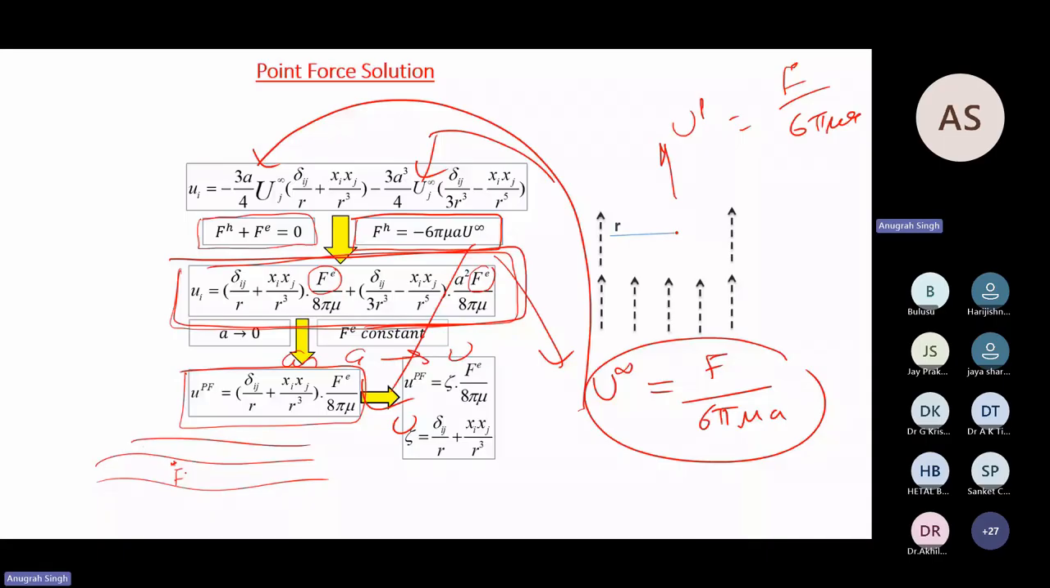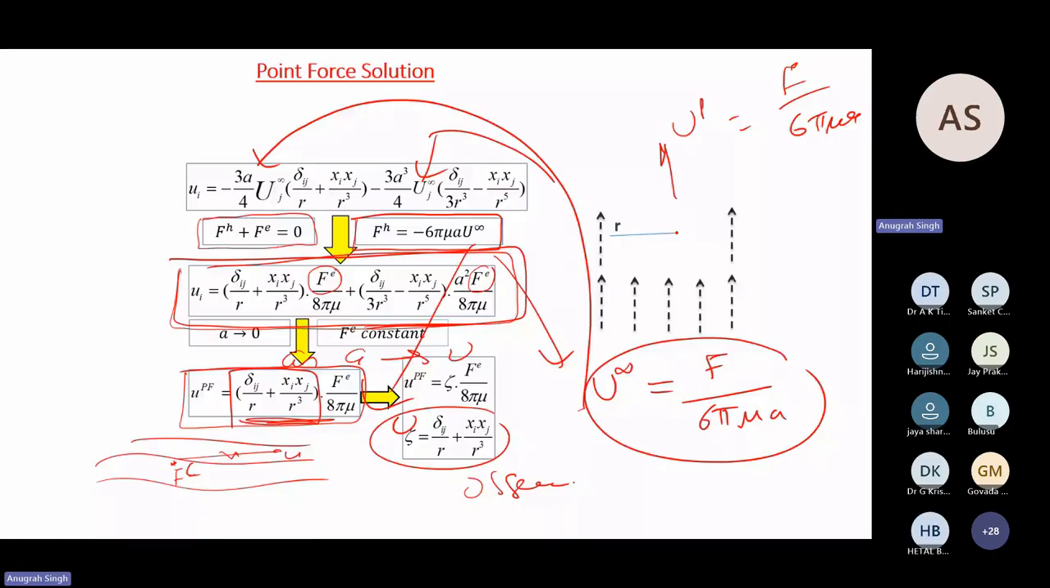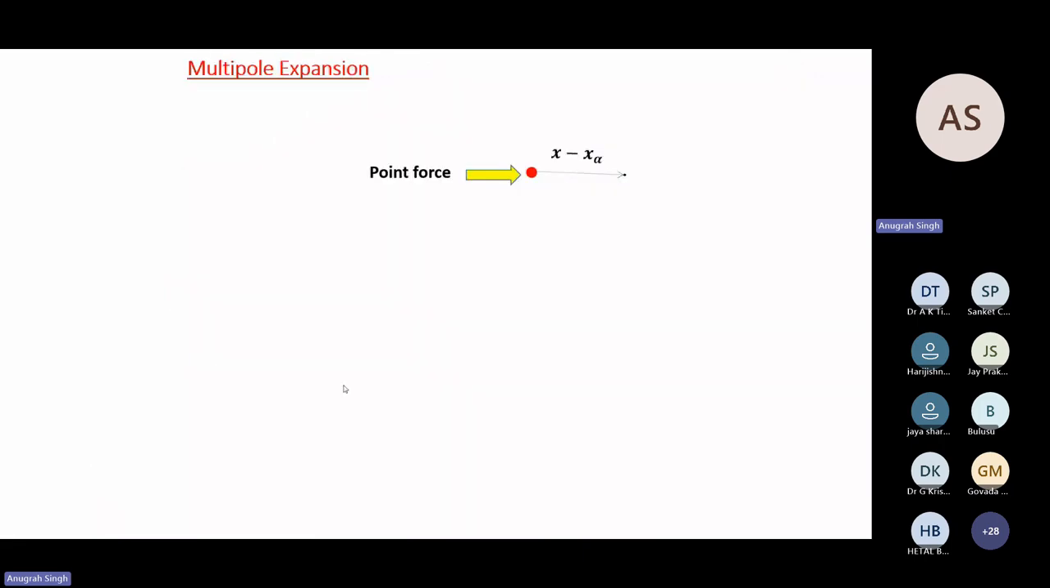And you see this is proportional to the point force, and this is called the Stokes limit, right? And this is called the Oseen tensor. So what it says is that the disturbance velocity due to a point force is proportional to the point force itself. It's known as the Stokeslet also. Stokesian dynamics is built from a point force.